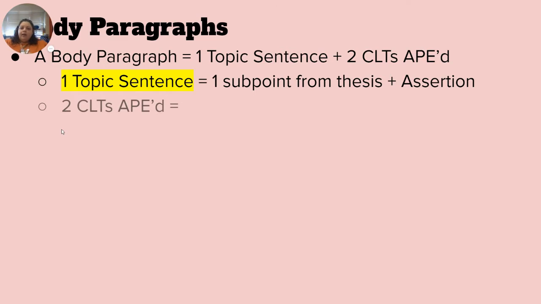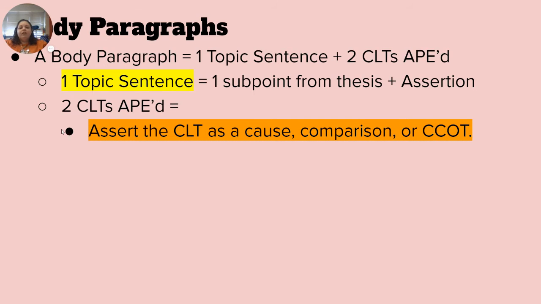is the argument. Then you have to give me at least 2 pieces of information, CLTs, capital letter terms: events, people, laws, cases, policies. And you're going to APE them. Remember this acronym APE, right? So for each CLT, you are going to assert the CLT, introduce the CLT as a cause, a similarity or difference, or continuity or change. So you're basically just asserting which CLT you're going to talk about that's going to defend your assertion.